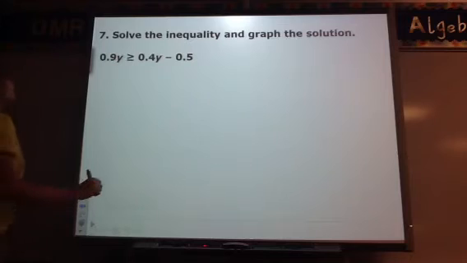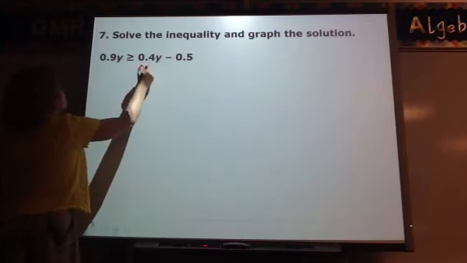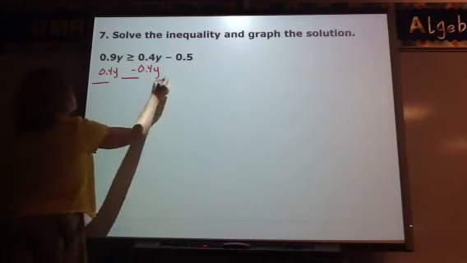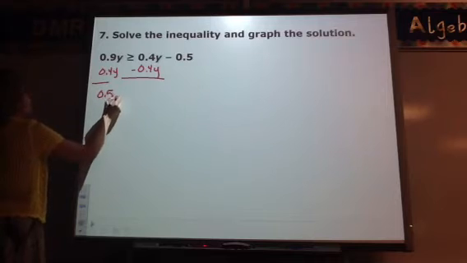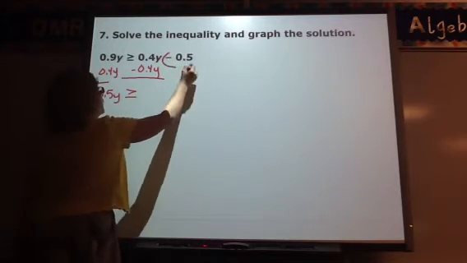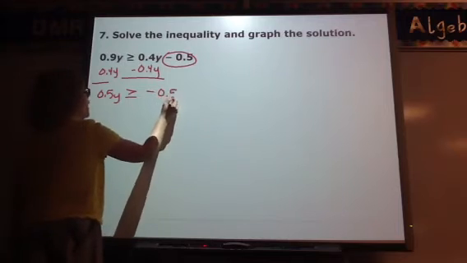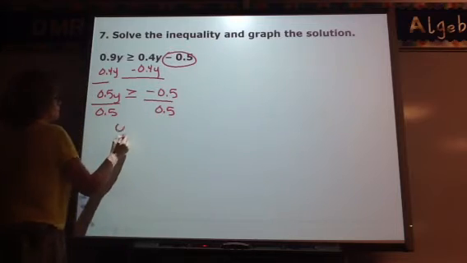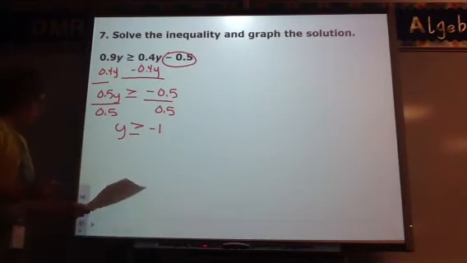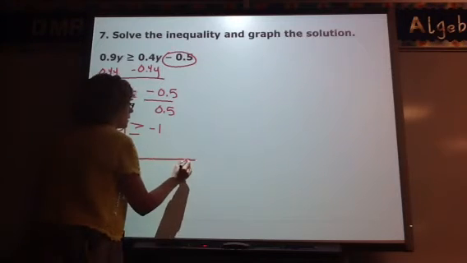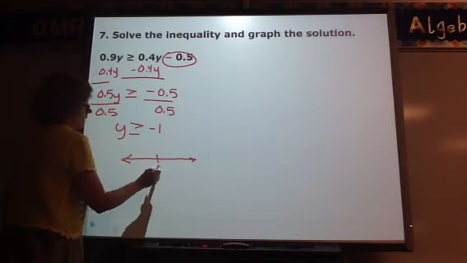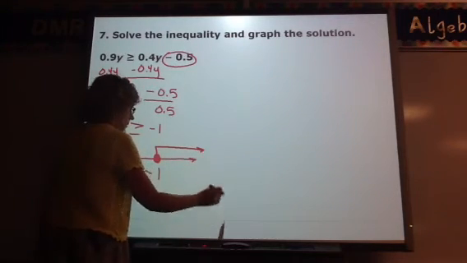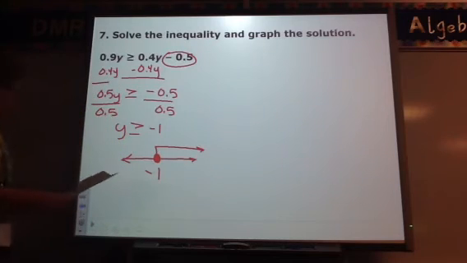Okay, we need to collect our terms. So I'm going to subtract the 4/10 y. So I have 5/10 y greater than or equal to, be careful, that is a negative 5/10. Divide by 5/10. So y is greater than or equal to negative 1. My solution set is going to include that negative 1, so it's a closed circle. Y is greater than or equal, so it's all real numbers that are greater than or equal to negative 1.